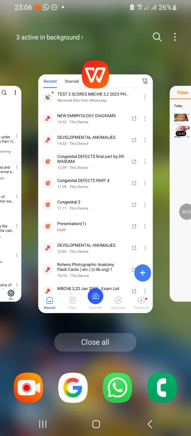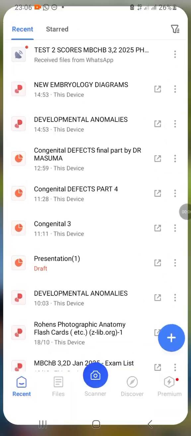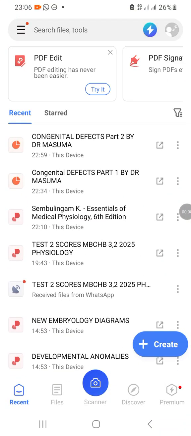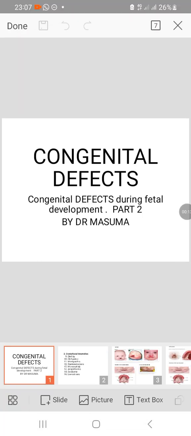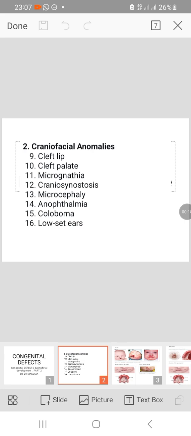Hello guys. So let's do the next part, which is the congenital defects during fetal development. This is now part 2, where we are focusing on craniofacial anomalies. These are the craniofacial anomalies.